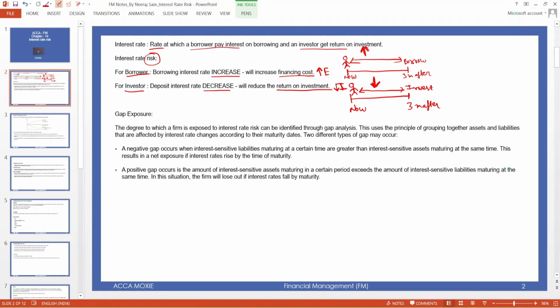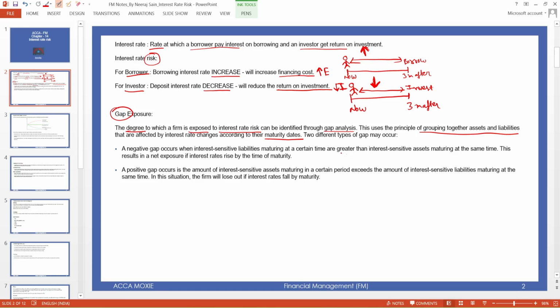Let's understand gap exposure. The gap means the degree to which a firm is exposed to interest rate risk, and it can be identified through gap analysis. This uses the principle of grouping together assets and liabilities that are affected by interest rates according to their maturity dates. I will explain this; I'm just reading. The negative gap means, let me explain with an example.